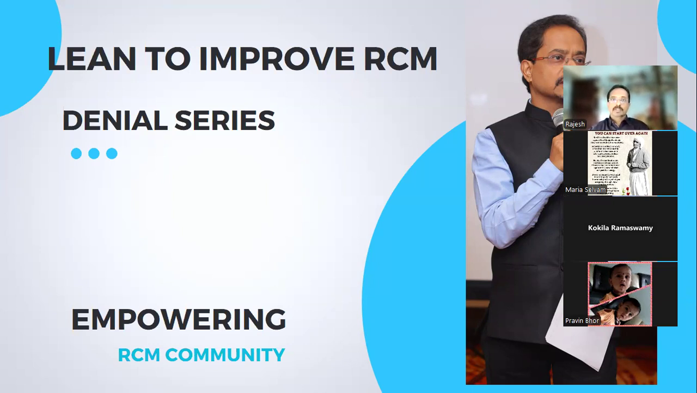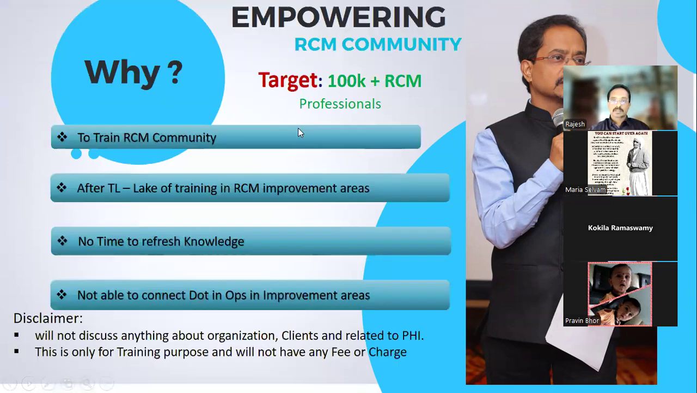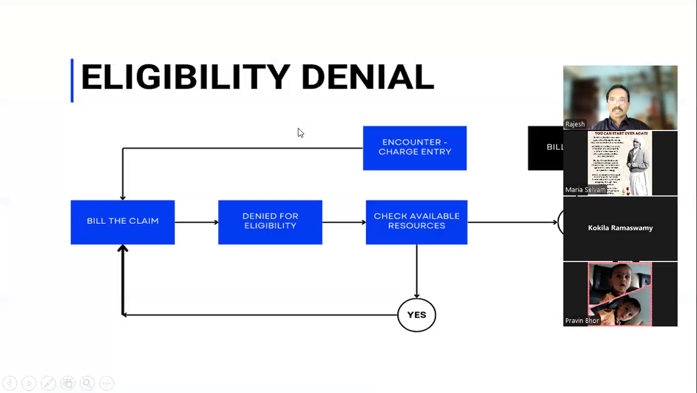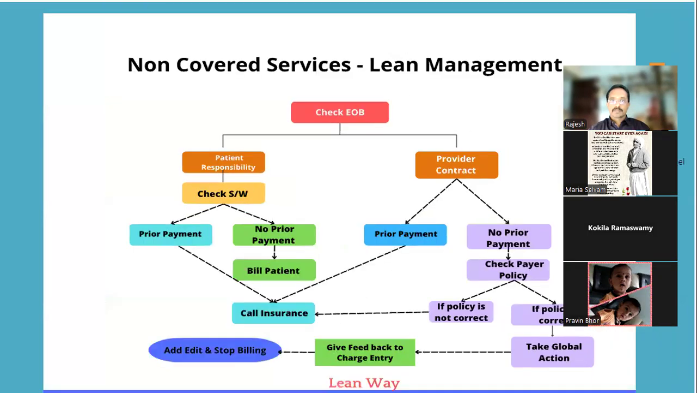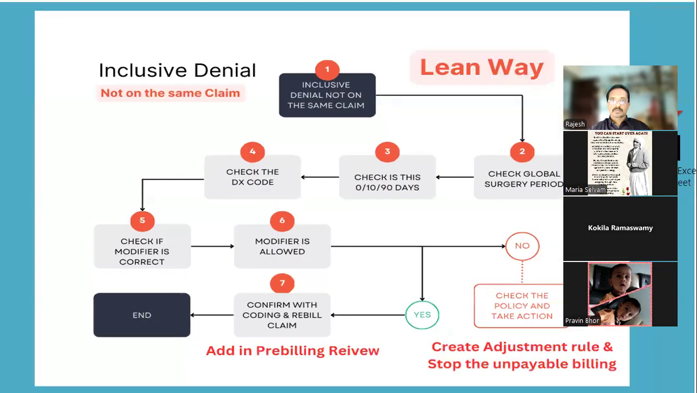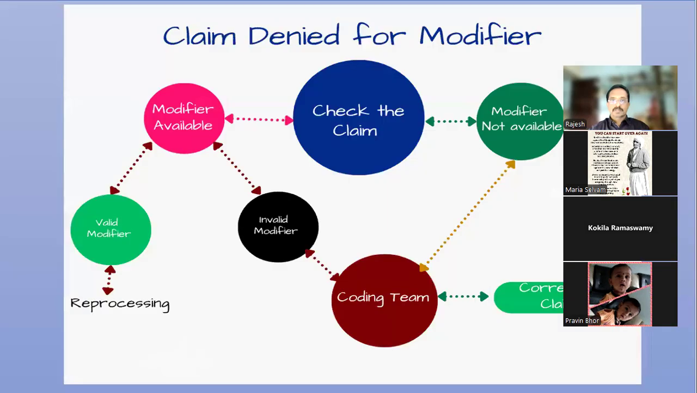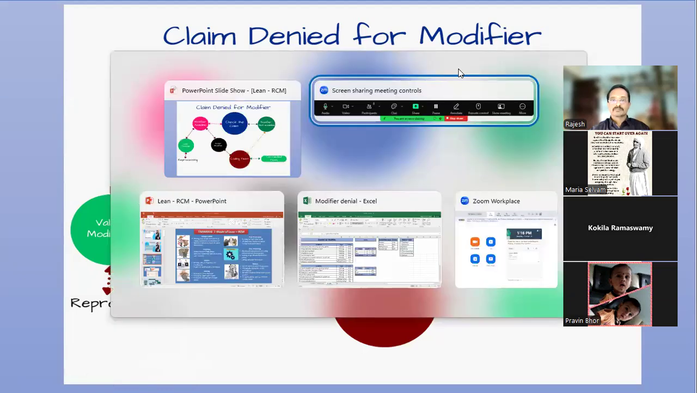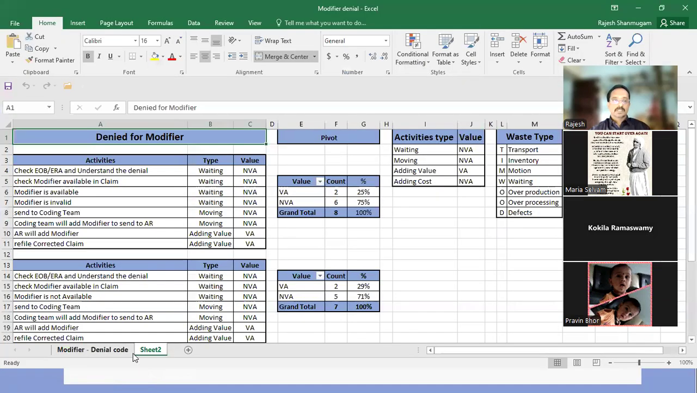So today's topic is how we can utilize the lean methodology in your modifier related denials. All other things are already covered. Now we just want to understand what this modifier related denial is. So let me share the detail here.